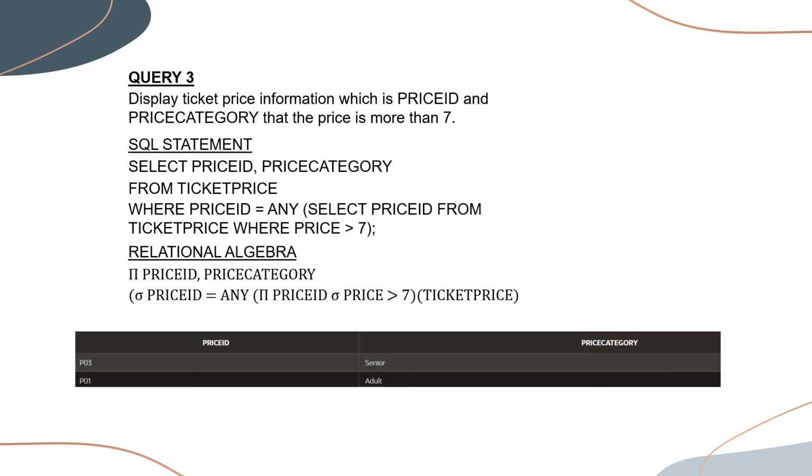For query number 3, we will display ticket price information, which is price ID and price category, where the price is more than 7. The SQL statement is select price ID and price category from ticket price where price ID equals any select price ID from ticket price where price more than 7. This is the relational algebra and the output for query 4.